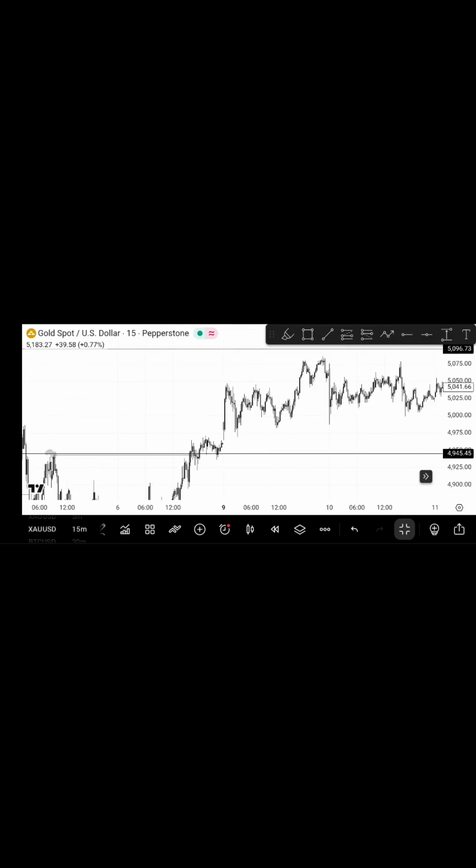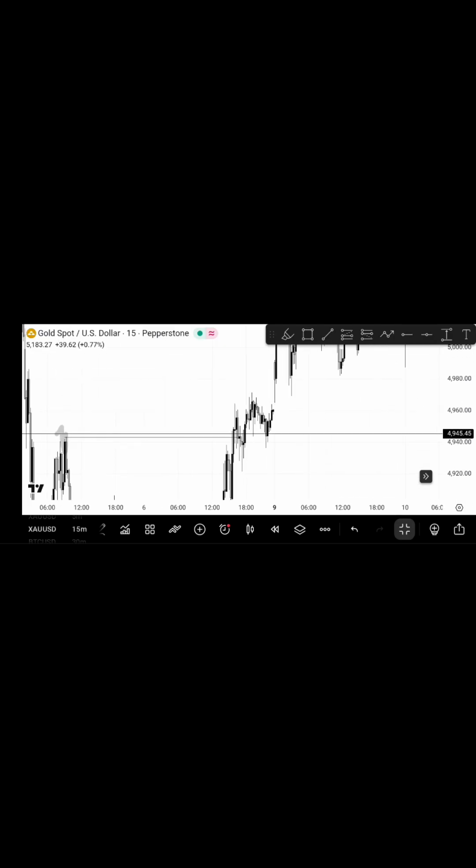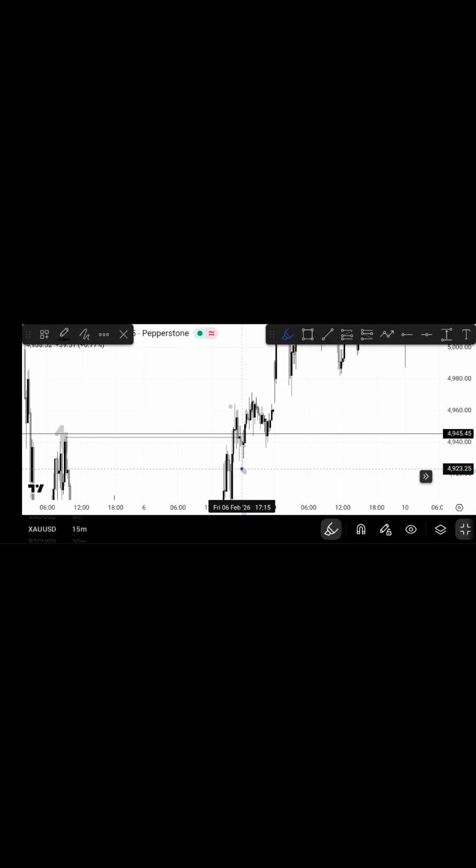So now we have what? We have a new higher high. We have our higher low. Higher high, higher low. No matter how small it is, if you calculate the pips, it's something huge. If you look here, from here to here, this is about 450 pips.